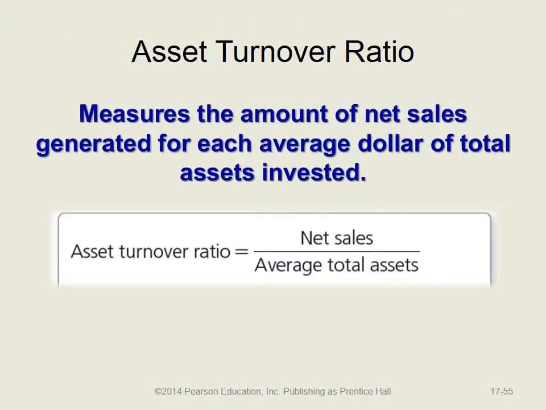The asset turnover ratio measures the amount of net sales generated for each average dollar of total assets invested. It is computed as net sales divided by average total assets.